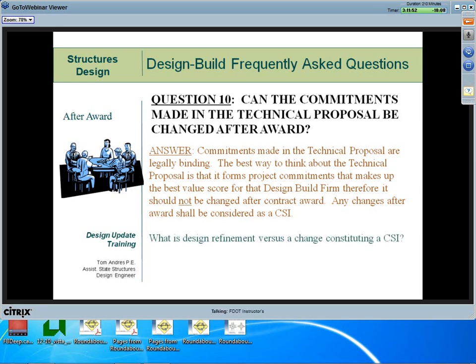So there is a question here about design refinement versus CSI. And I want to point out that in our current policy, there is no design refinement. All changes after award will be processed as a CSI. So you either meet what's in the proposal or you process a CSI.